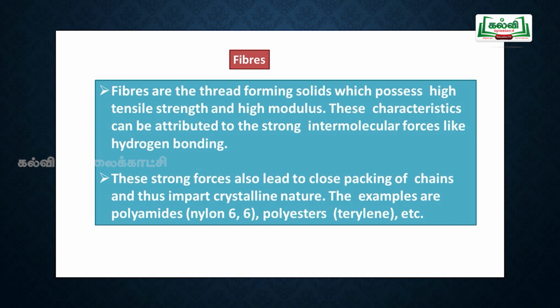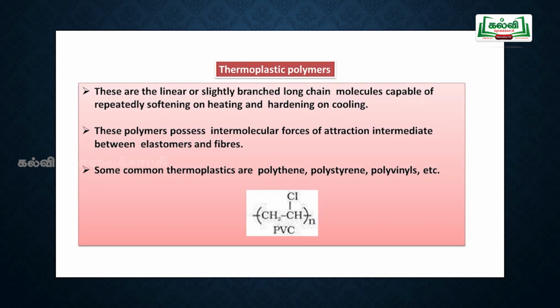So remember, weak force of attraction between the polymer chains, that is elastomer. Strong force of attraction between the polymer chains, that is called fibers. Examples for fiber are nylon 66 and polyester, which is nothing but terylene, dacron. One more, thermoplastics. Remember, thermoplastics are linear or slightly branched chain polymers.